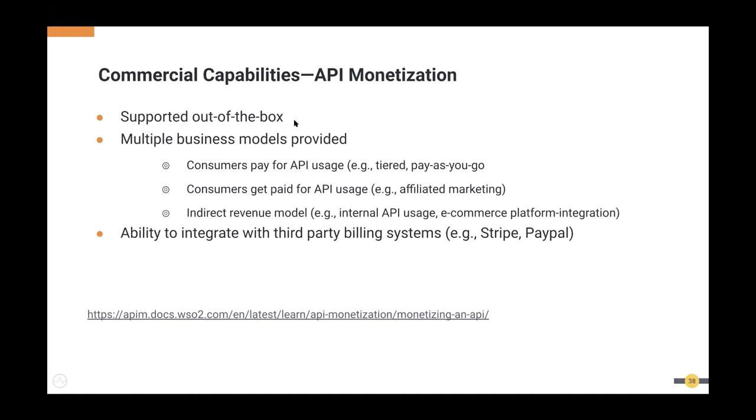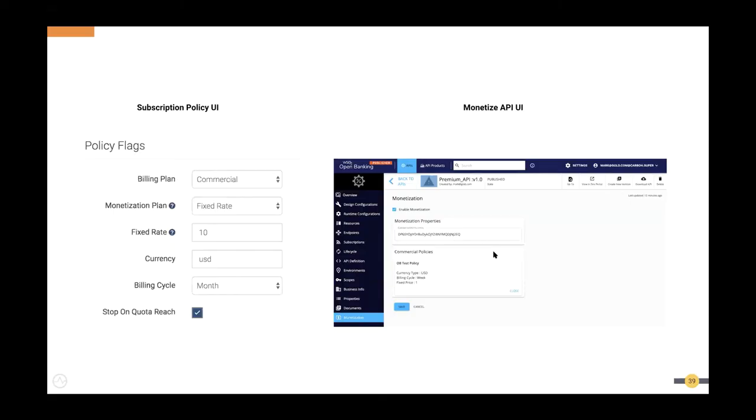With the underlying WSO2 API manager platform capabilities, our solution version 2.0 does support API monetization. So banks can define different business models, either consumers pay for API usage as tiered pay-as-you-go pricing, or consumers get paid for the financial API usage, like through affiliate marketing, or banks can define indirect revenue models by integrating more business use cases like e-commerce platform integrations. The API monetization feature supports integrating with different third-party billing systems, and out of the box, we support Stripe integration with different pricing models. These are some of the user interfaces to define billing plans and how to enable monetization per API in the publisher portal of open banking.